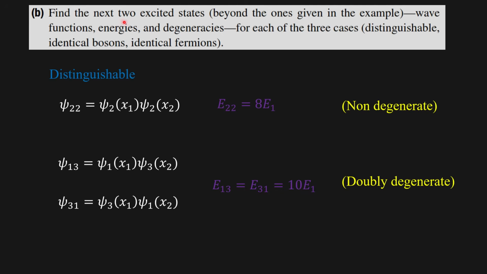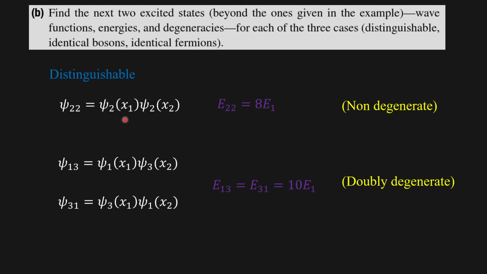Part B: find the next two excited states beyond the one given in the example, and give the wave functions, energies and degeneracies for each of the three cases: distinguishable, identical bosons, and identical fermions. First, we will take distinguishable. The next energy state, after psi 1 the ground state, is psi 2, which can be written as psi 2 of x1, psi 2 of x2.